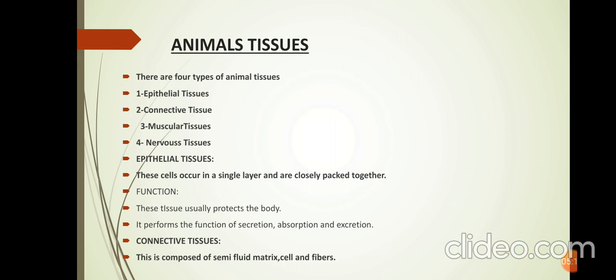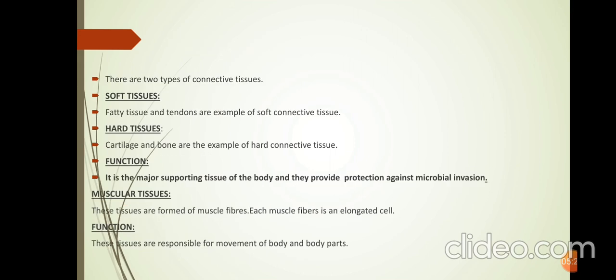Two is connective tissue. This is composed of semi-fluid matrix, cells and fibers. There are two types of connective tissues, soft tissues and hard tissues. Fatty tissue and tendon are examples of soft connective tissues. Cartilage and bones are examples of hard connective tissues. Function: it is the major supporting tissue of the body and they provide protection against microbial invasions.